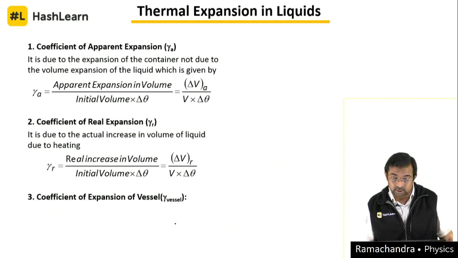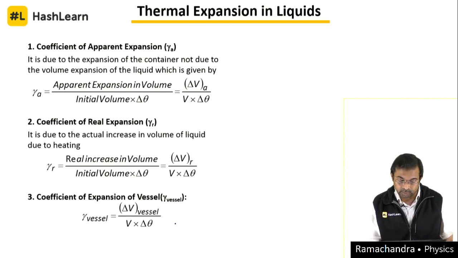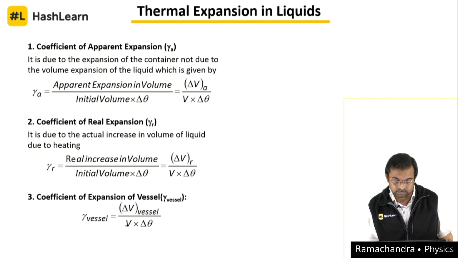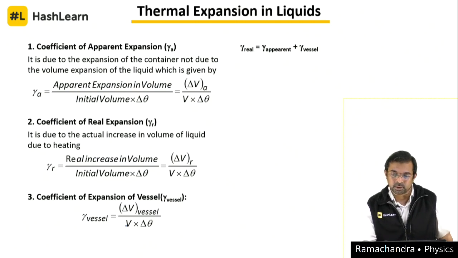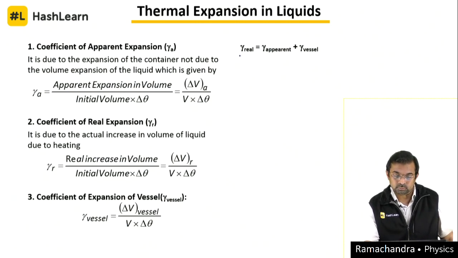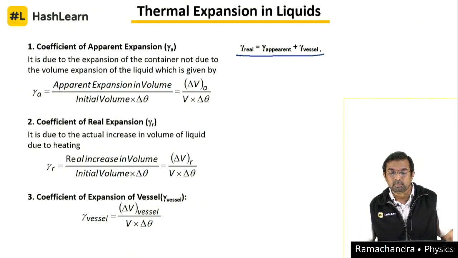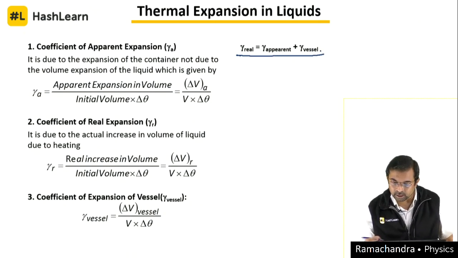So there is an expansion in the case of the vessel as well. In the case of the vessel, it is given by delta V of the vessel divided by the initial volume, the fractional change in volume, divided by the change in temperature. So the real expansion is given by the apparent plus the vessel.